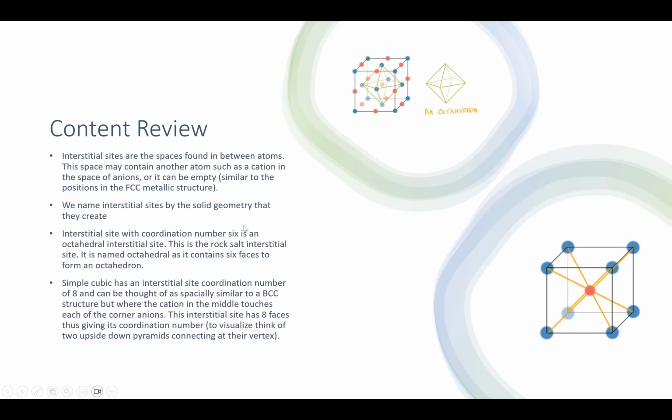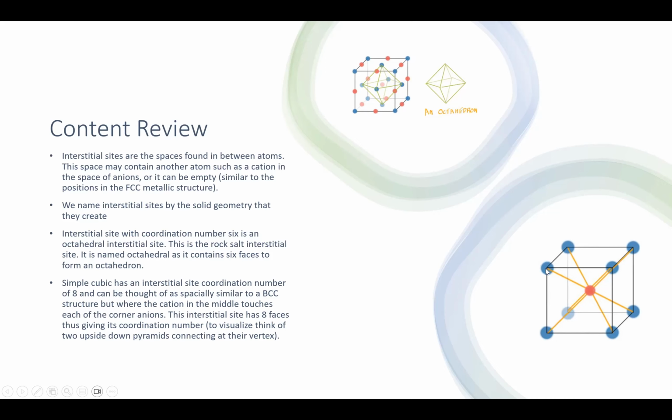And then the interstitial site with coordination number 6 is an octahedral interstitial site. This is the rock salt interstitial site. It is named octahedral as it contains 6 faces to form an octahedron. I think that one's a little easier to see, but I would say the simple cubic interstitial site is a little harder. So a simple cubic has an interstitial site coordination number of 8, and it can be thought of as spatially similar to a BCC structure where the cation in the middle touches each of the corner anions.